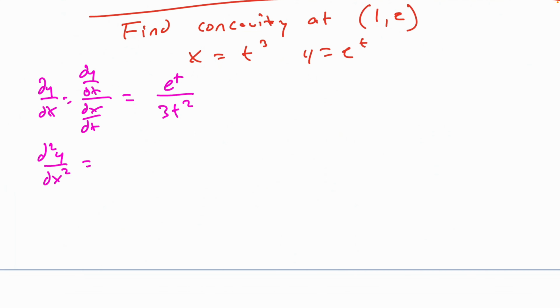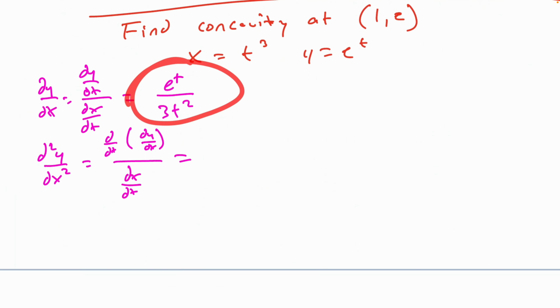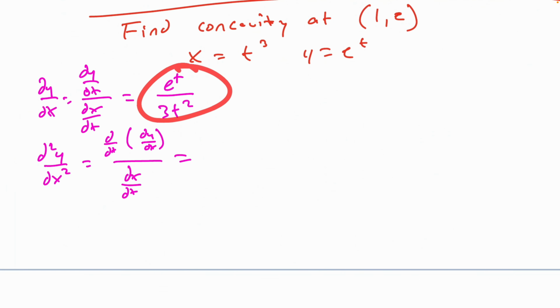That's going to be the derivative with respect to t of our dy/dx that we just found, over the derivative of x with respect to t. So we need to find the derivative with respect to t of this dy/dx that we just got. So I'm going to do that over here in a different color. So we need the derivative of that.